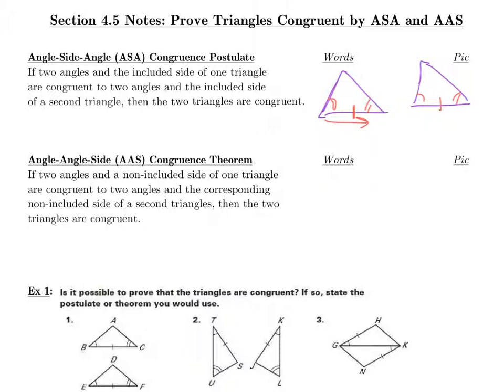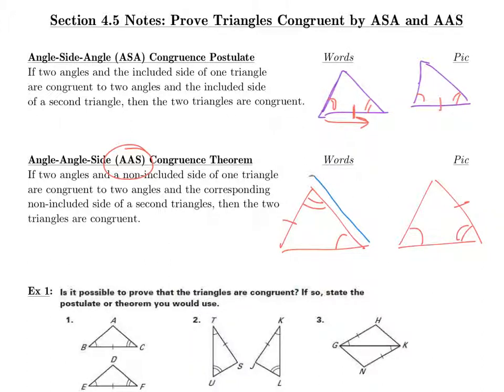And then our next one would be angle, angle, side. So if we draw two triangles, we have angle, angle, and then side. What I'm saying is this side is congruent to this side, this angle is congruent to this angle, and this angle is congruent to this angle. So in this order, I have to go angle, angle, side.